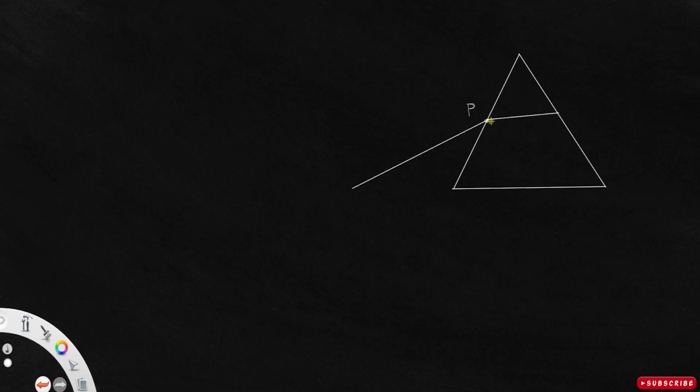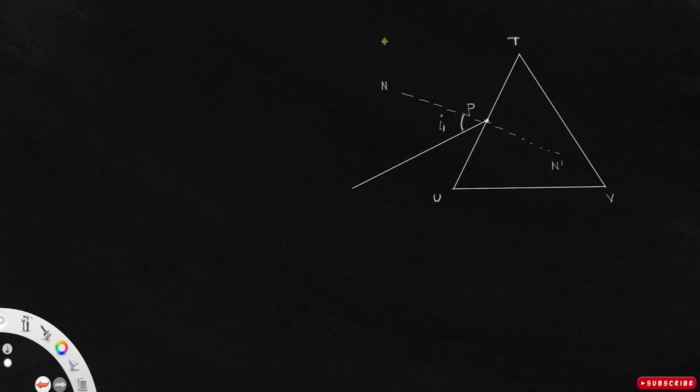Okay, before that, let me draw the normal at the point P. This will be the normal. See, normal is always perpendicular to the surface. Let's name this point T. This point be U and this one be V. So the normal, this N dash, will be perpendicular to TU. So this is the angle of incidence, I1. Let's take that as I1.